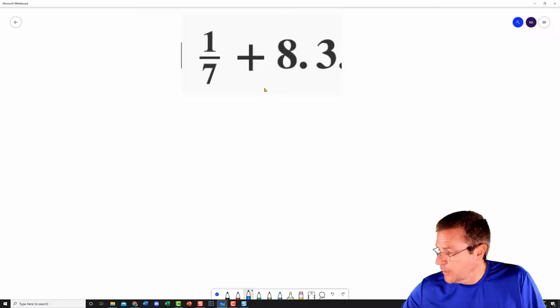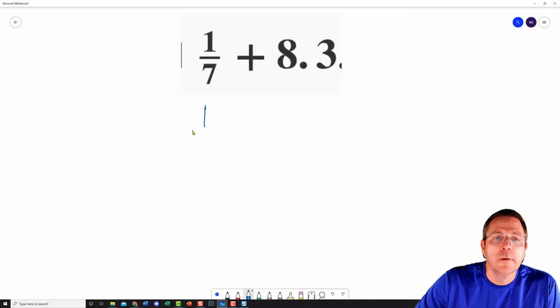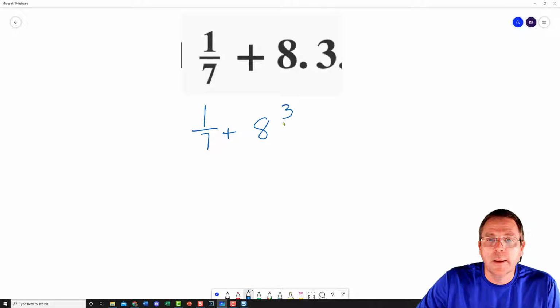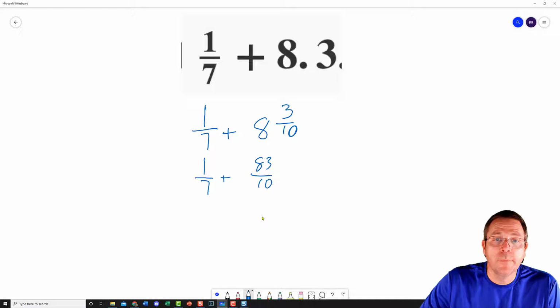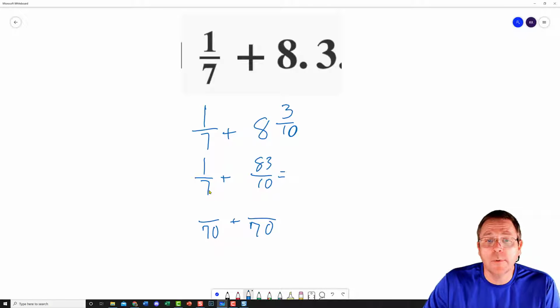Let me get my slate open here again. So I'm going to do this as 1/7 plus 8 3/10. Now I'm going to change them to improper fractions. 1/7 plus 10 times 8 is 80 plus 3 is 83/10. Now we're going to need to find our least common denominator, and that is going to be 70 for this one. 70 is the first place the two numbers are going to come together.